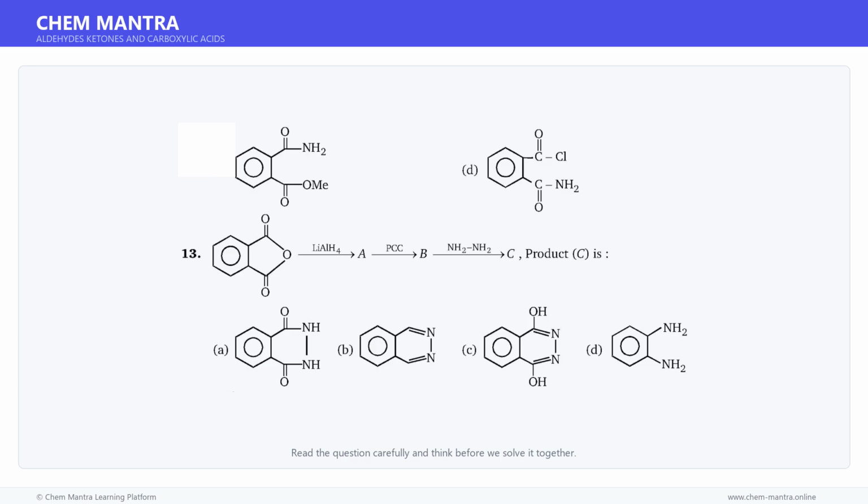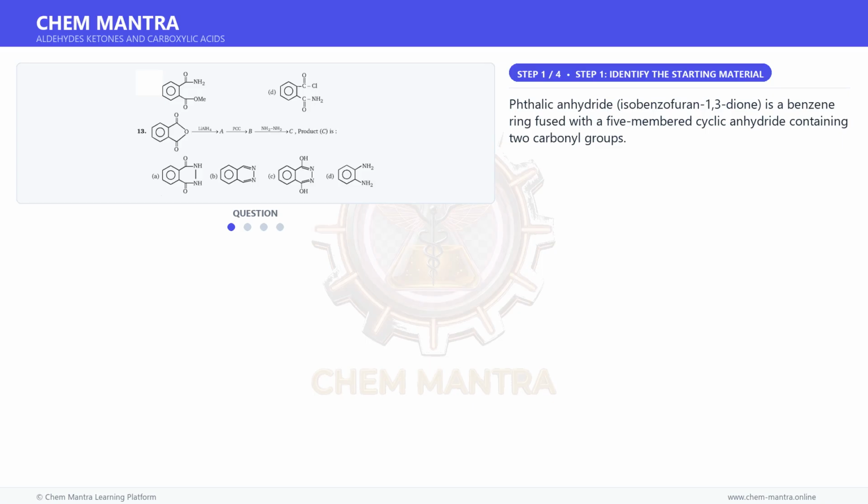Here is a question. Read it carefully and think about the answer. Let us solve it step by step. Let us begin solving this step by step. Phthalic anhydride, isobenzofuran-1,3-dione, is a benzene ring fused with a 5-membered cyclic anhydride containing 2 carbonyl groups.